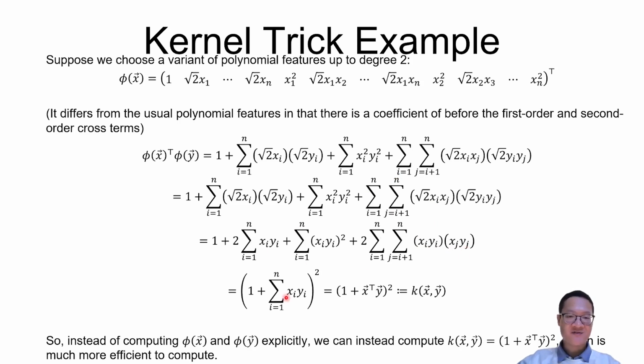And finally, all of this factors into a nice square. So 1 plus sum of xi yi, all of that squared. And again, to see this, we have 1 squared is 1. 2 times 1 times sum of xi yi gives us this term. And then afterwards, we just have this summation squared.